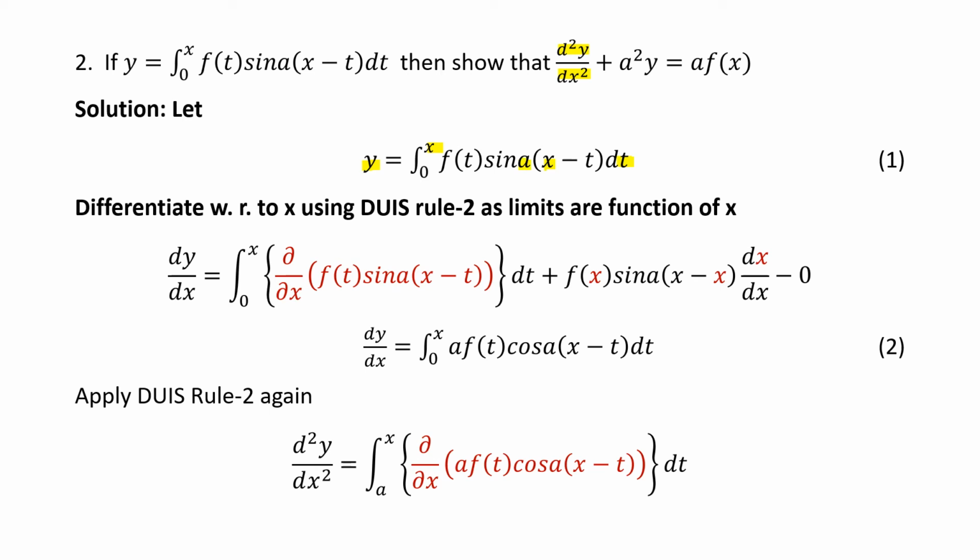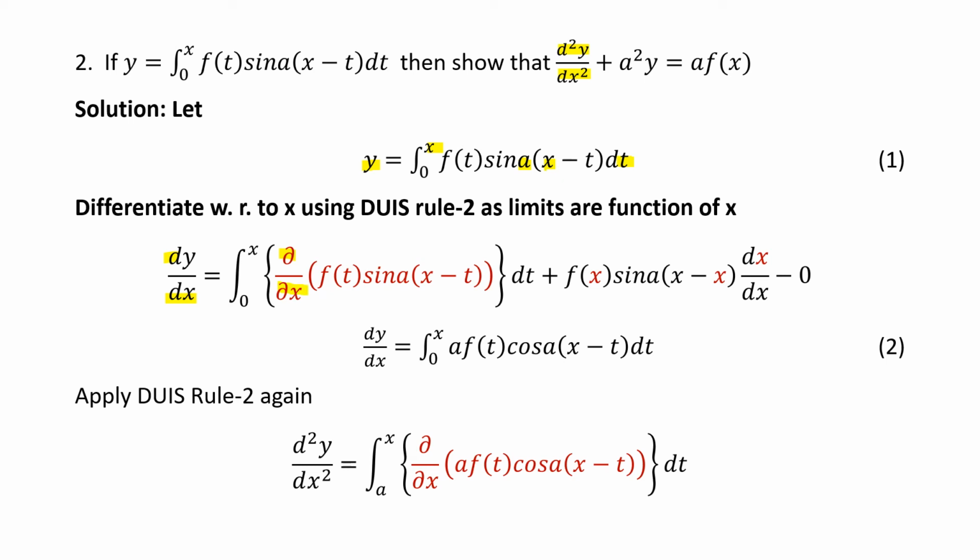So now we have decided t is our variable, x is our parameter and a is constant. Okay, so now we need to find dy by dx, so we will differentiate y with respect to x, and x is also a limit, so we will apply Leibniz rule 2. Just differentiate it using rule 2, then you will get dy by dx is equal to, by rule 2, this d by dx will go inside the integral and convert to del by del x.